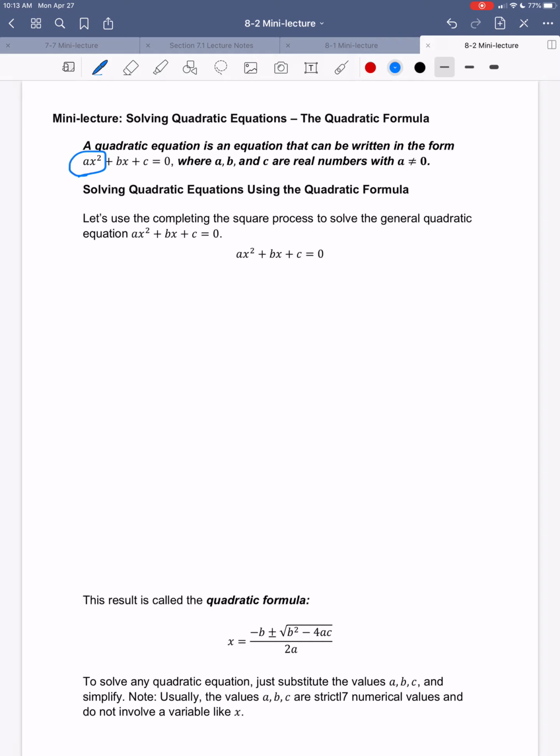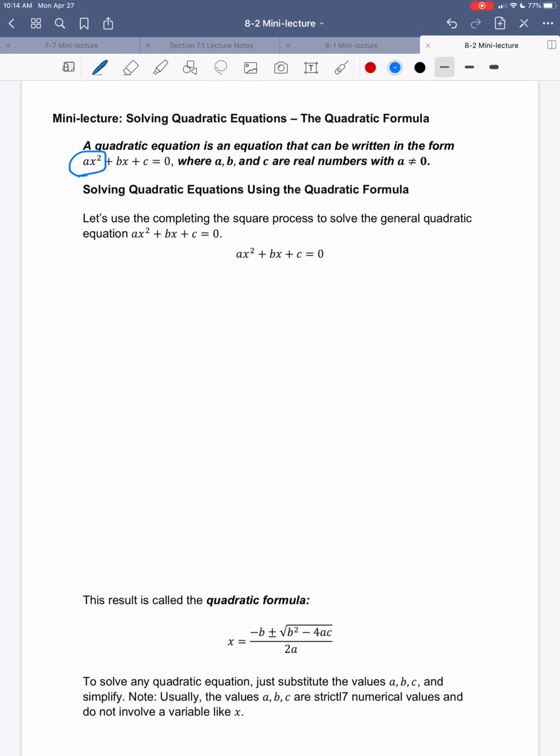Now, sometimes we can solve this by factoring. We can use completing the square. Completing the square only works really, really well if this a value is already a 1. If it's not a 1, completing the square gets a little messy, which we're going to see here below. That's how we come up with this quadratic formula. So I'm going to use this completing the square process to try to solve this equation right here.